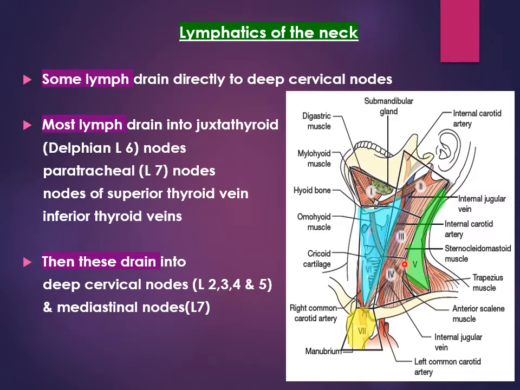Then this level 1 is the submental and submandibular lymph nodes. Level 2, 3, and 4 are the deep cervical nodes, upper, middle, and lower. And this is the posterior triangle lymph nodes. So all these lymphs will finally drain into the deep system. Some lymphatics from the thyroid drain directly into the deep cervical nodes.